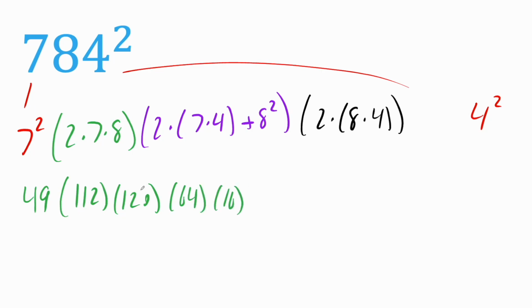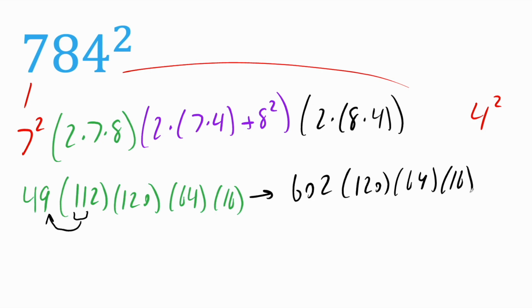So again, always a single digit number. This is a 3-digit number, so the 11 we're going to move over here. And 49 plus 11 is going to give us 60. And so we're going to get 602. Then the others, we keep our parentheses, so 120, 64, and 16. So we do the same thing. We move our 12 over to the left. And 602 plus 12 is going to give us 614.